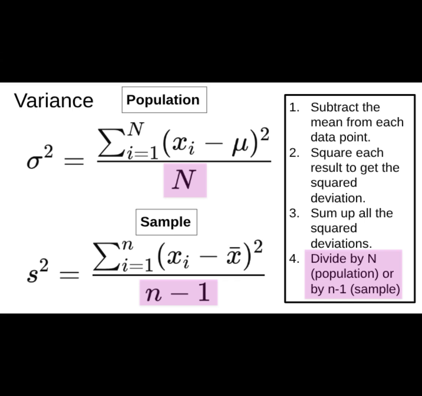Fourth, divide by the population size, uppercase N, if you're using population mean mu, or divide by the sample size, lowercase n minus 1, if you're using the sample mean x bar.